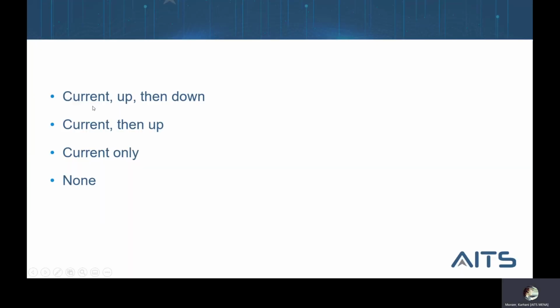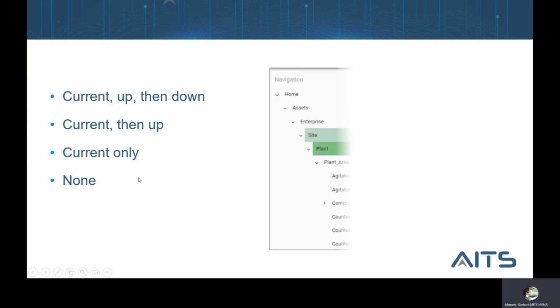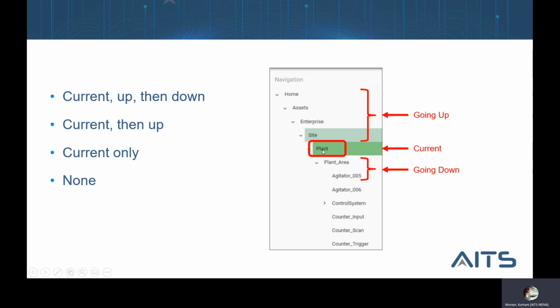Let's go back in here and talk about this part. Current up then down, current then up, current only, and none. So current is actually what I'm clicking on. If I click on plant, this is my current. What's up? This is going up. That means site, then enterprise, then assets. And down is what are the areas inside the plant. So up is what's containing the plant, and down is what the plant contains. So this is up and this is down.